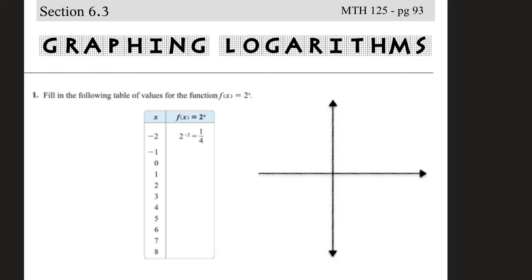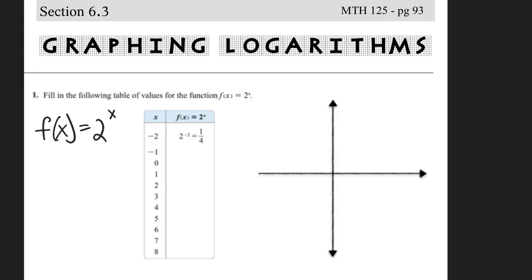At the beginning of 6.3, we're taking a look at graphing exponential functions. So what I have here is a table that you would have to fill out if you were trying to graph an exponential function, 2 raised to the power of x.